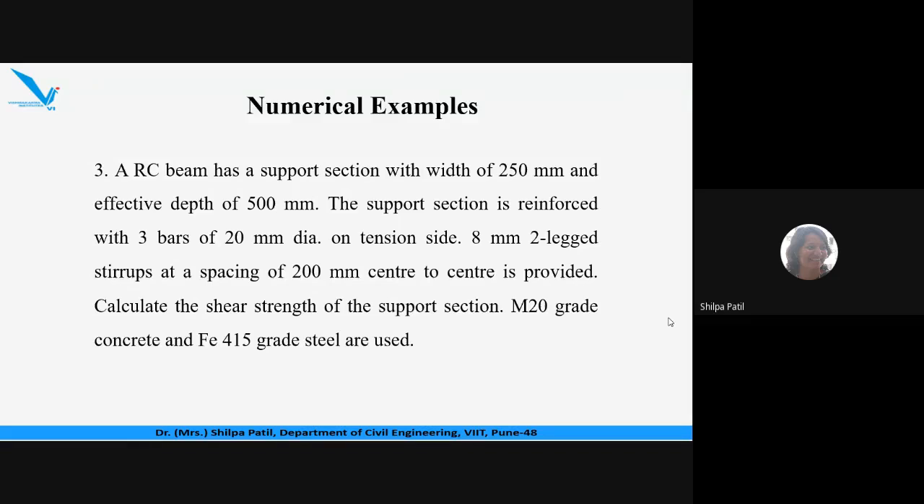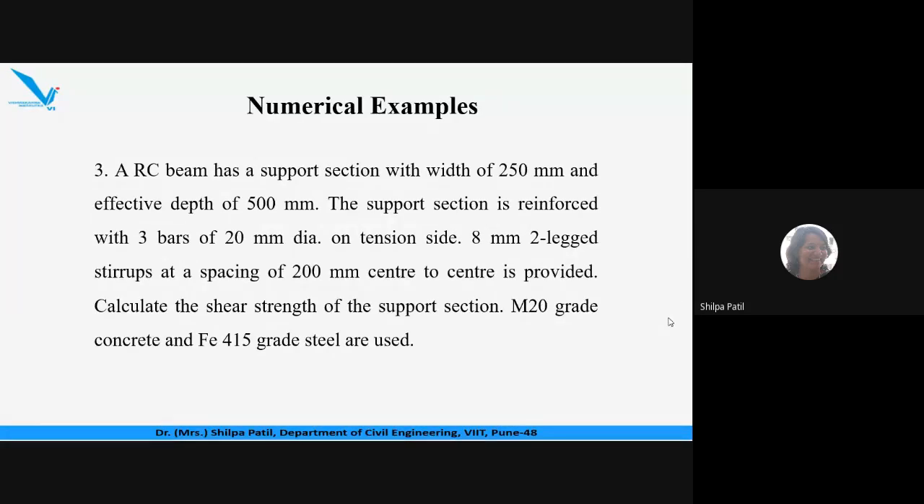If you compare the given data in the earlier problem and in this problem, in the earlier problem, the dimensions of the beam were given. The area of the steel present in the tension zone was provided, and we were supposed to design the shear reinforcement. Here, along with the dimensions and area of the steel present in tension zone, the details of shear reinforcement are also given, and we are expected to calculate the shear strength of support section.